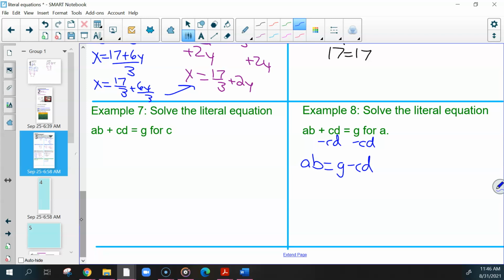Divide everything by B, which is what I meant to do when I started this, but we have some fraction: A equals G minus CD all over B. I have no idea what any of those are, but I know A is by itself.